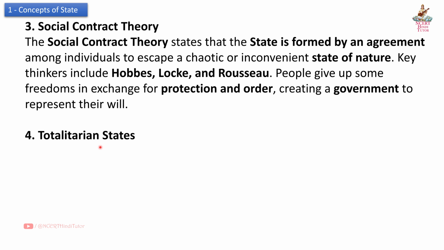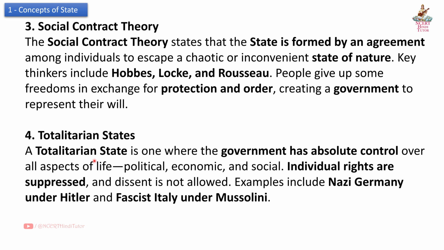Fourth, totalitarian states. A totalitarian state is one where the government has absolute control over all aspects of life: political, economic, and social. Individual rights are suppressed and dissent is not allowed. Examples include Nazi Germany under Hitler and fascist Italy under Mussolini.